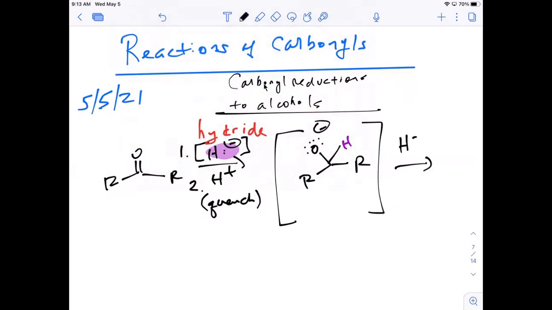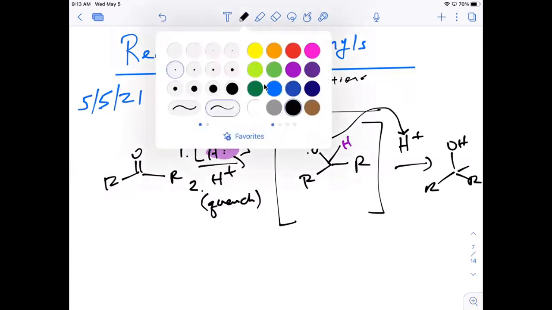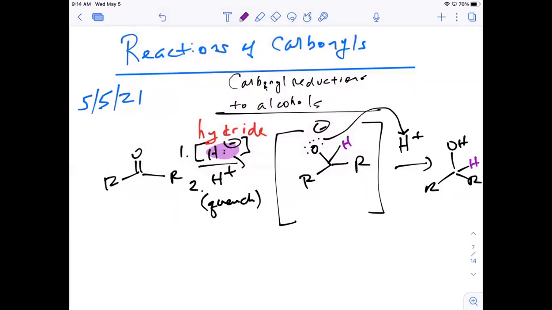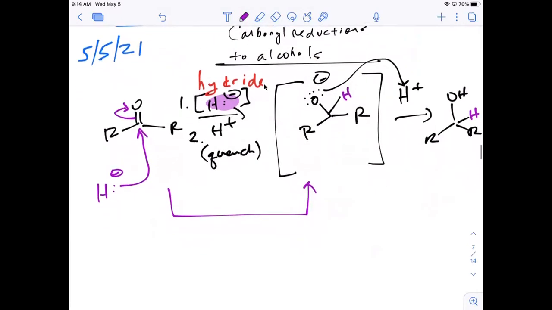That intermediate is then quenched. You add some type of weak acid, acetic acid, HCl, ammonium chloride, any type of proton source will quench this. So it just picks up that proton, and you end up with an alcohol and the hydrogen there. In order to get to the intermediate, it's just a nucleophilic attack of your hydride, coming in like that. And there are a lot of different ways to do this.